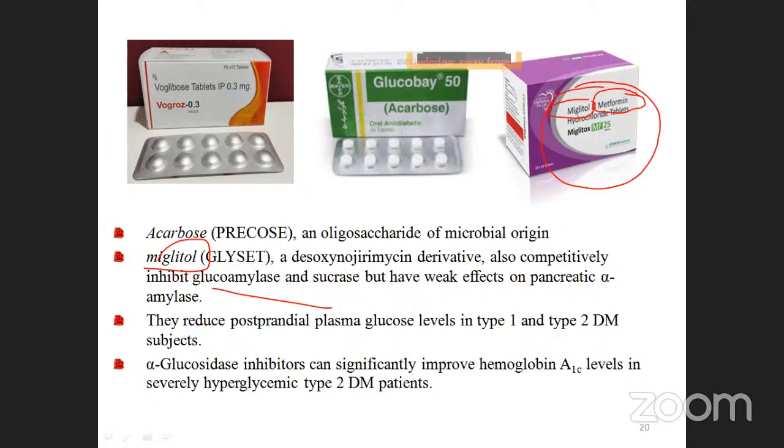So miglitol, it's a desoxynojirimycin derivative, which also competitively inhibits. We have different kinds of glucosidase, right? Glucoamylase. We have another second type of glucosidase. It's not typically alpha glucosidase. Different types of glucosidase, and basically it also acts as a sucrase. So they are preoccupied by this miglitol. So the sucrase and glucoamylase will not liberate glucose from amylose and sucrose. So they reduce postprandial glucose level in type 1 as well as type 2 diabetes.